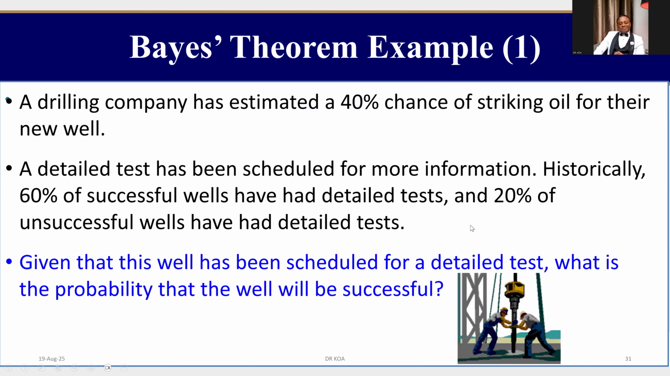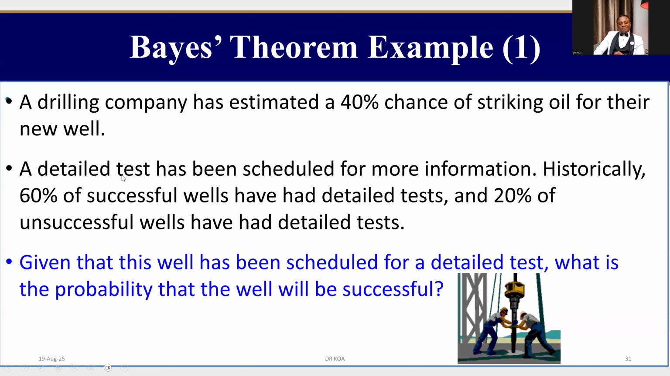Okay, let's try and understand what we are doing here. We have a drilling company. The company has estimated that there is a 40% chance of striking oil for their new well. So let's say they got a new well in Ghana, and they want to strike some oil there. The chance of striking oil is 40%. We got to take our time and do some representations. For example, watch that word, new well. So that's the first one.